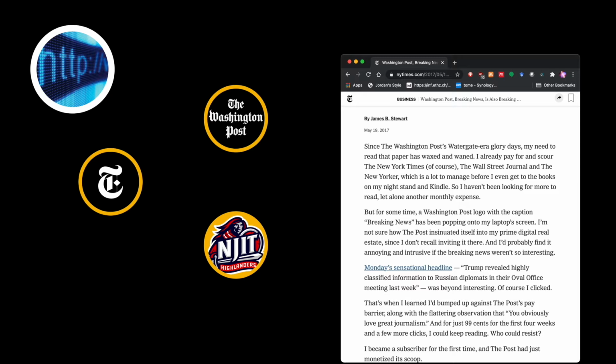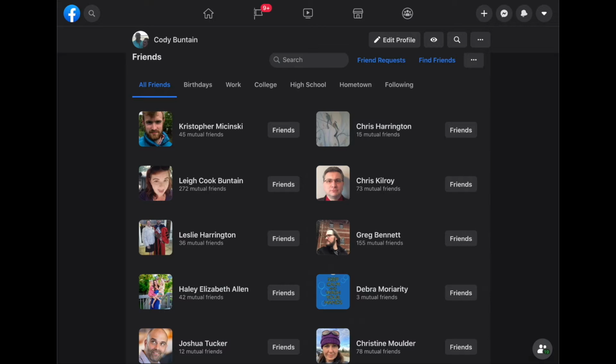On the right here, we have an article from the New York Times. In this article, titled "Washington Post Breaking News Is Also Breaking," they link to a Washington Post article. So you can say here on the left, this New York Times domain has a directed edge, or directed link, to the Washington Post. And you could very easily imagine that the Washington Post also cites the New York Times relatively frequently, and websites at NJIT may also link out to the New York Times if there's a particularly interesting or impactful article about higher education. But that's not the only kind of graph structure.